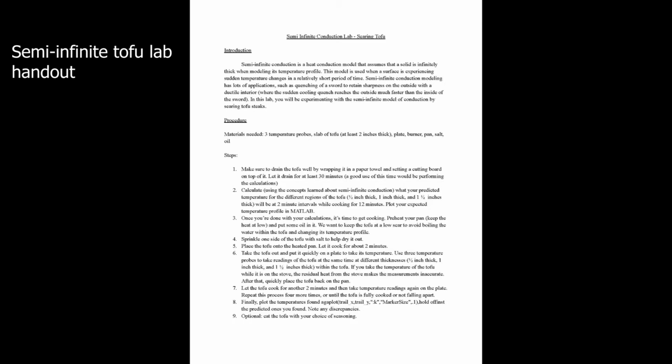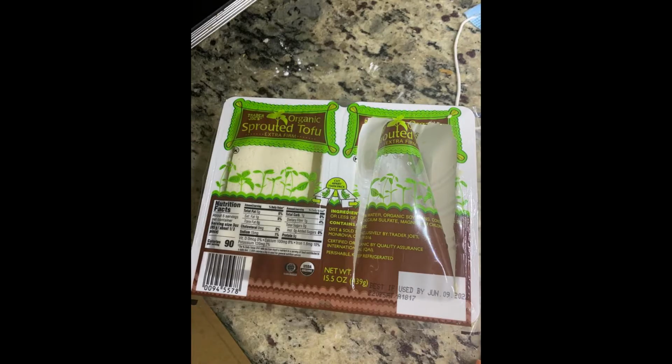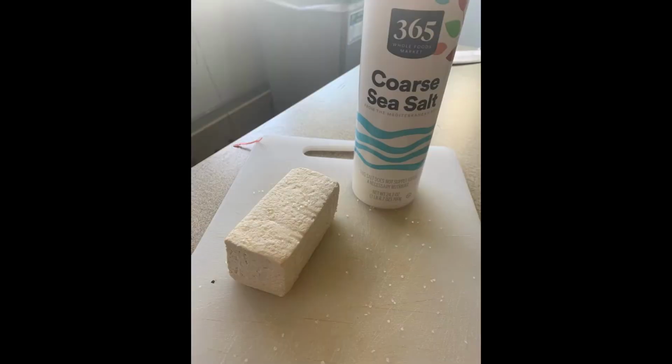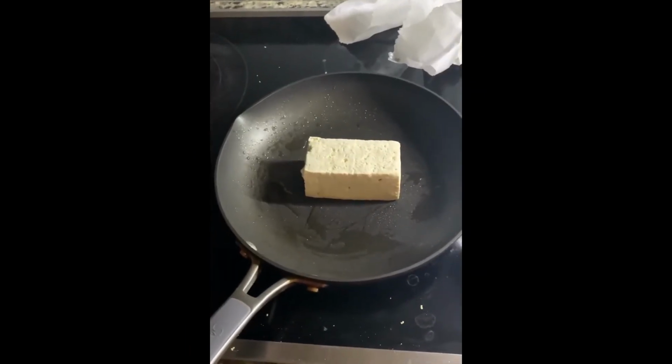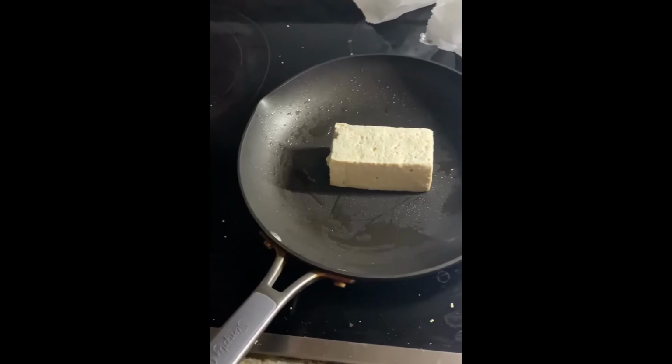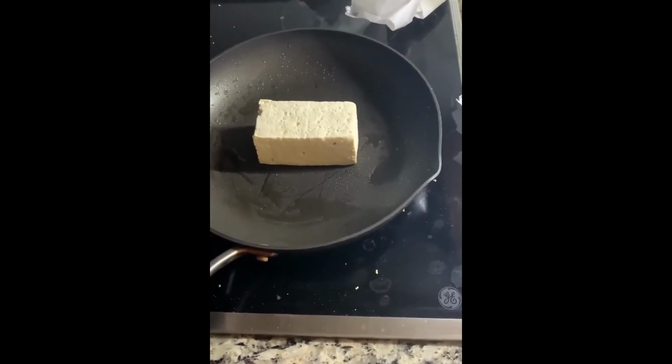Our idea was to make a lab for students to understand semi-infinite conduction by searing their own tofu slabs. We provided a 2-inch slab of tofu and asked students to sear it on low heat, taking it out periodically to take temperature measurements at different lengths along the tofu. Part of the lab asked to predict the temperature profile of the tofu and compare it with the data collected and discuss discrepancies with the semi-infinite model and the tofu.